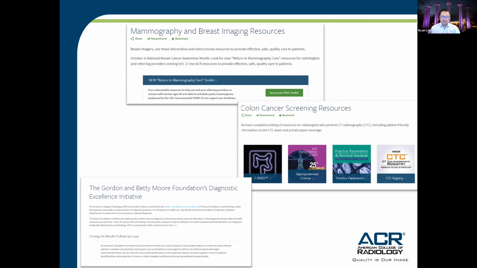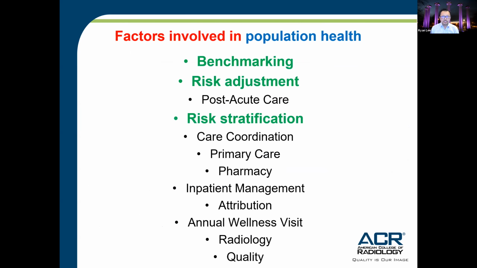Closing the loop, that is something that we take upon ourselves, because making sure that a report is actually given to the right person taking care of the patient is just as critical as dictating the report. These are all things that look at not just the report itself, but everything we do as radiologists.